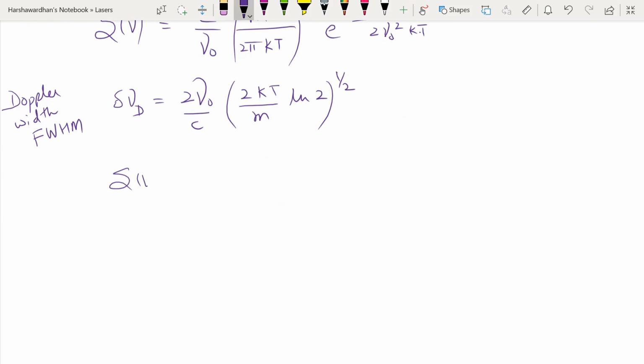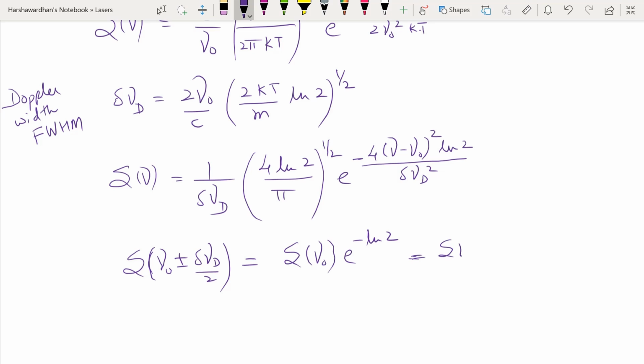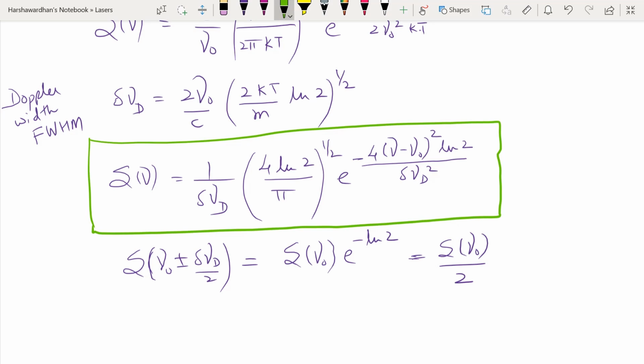So I can write down my S of nu as, this is my final form, 1 over delta nu Doppler square. Why I've included log 2 is to ensure that my S of nu naught plus minus delta nu Doppler by 2, this is my full width at half maxima. At these values, I would get S of nu naught times exponential minus log 2, which is the same as S of nu naught by 2. So this simply ensures that I'm looking at the full width at half maxima, and that is why I have introduced these notions.